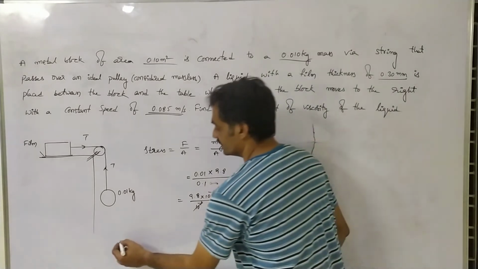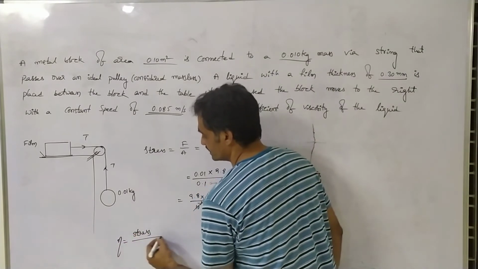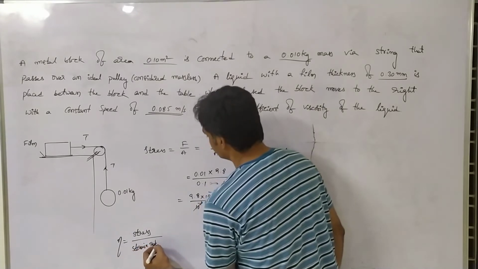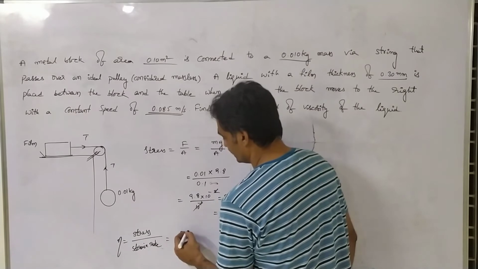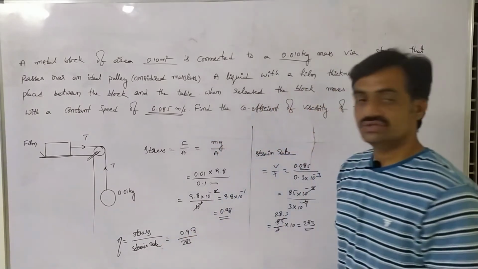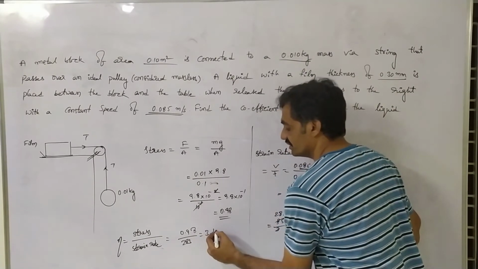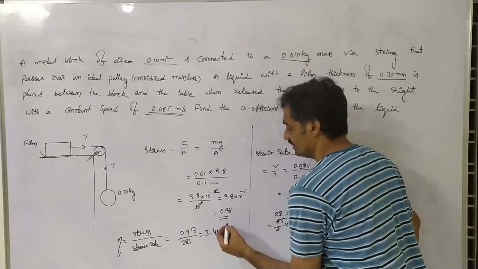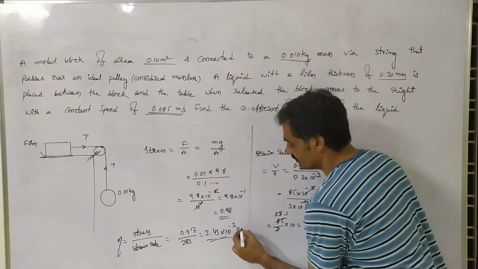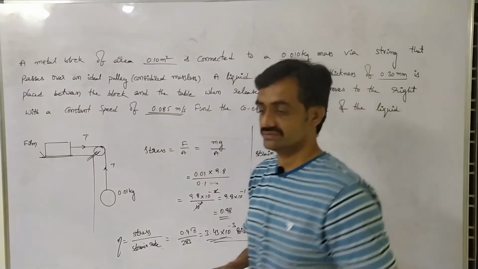Now we have to find the coefficient of viscosity, where the coefficient of viscosity can be represented as stress by strain rate. That is 0.98 by 283. On simplifying, we get a value of 0.43 into 10 to the power of minus 3. This represents the coefficient of viscosity. Take a screenshot, we will continue.